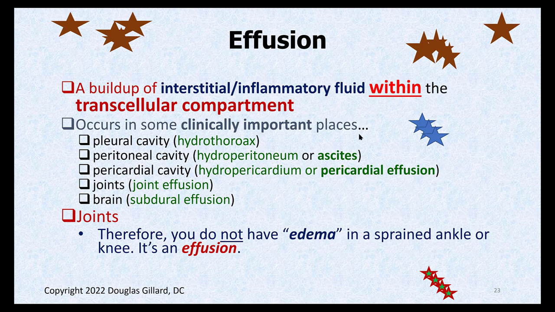Effusion is also a buildup of blood fluid, but this time it's not within the skin, it's within the transcellular compartment. Specifically, it's within the peritoneal cavity, the pleural cavity, the pericardial cavity, the knee joint, the ankle joint, the elbow joints of the body, and it can be within the brain as well, in the subdural cavity. So when you're writing a report on someone with a sprained ankle, they don't have edema around their ankle, they have an effusion around their ankle. Don't make that silly mistake.